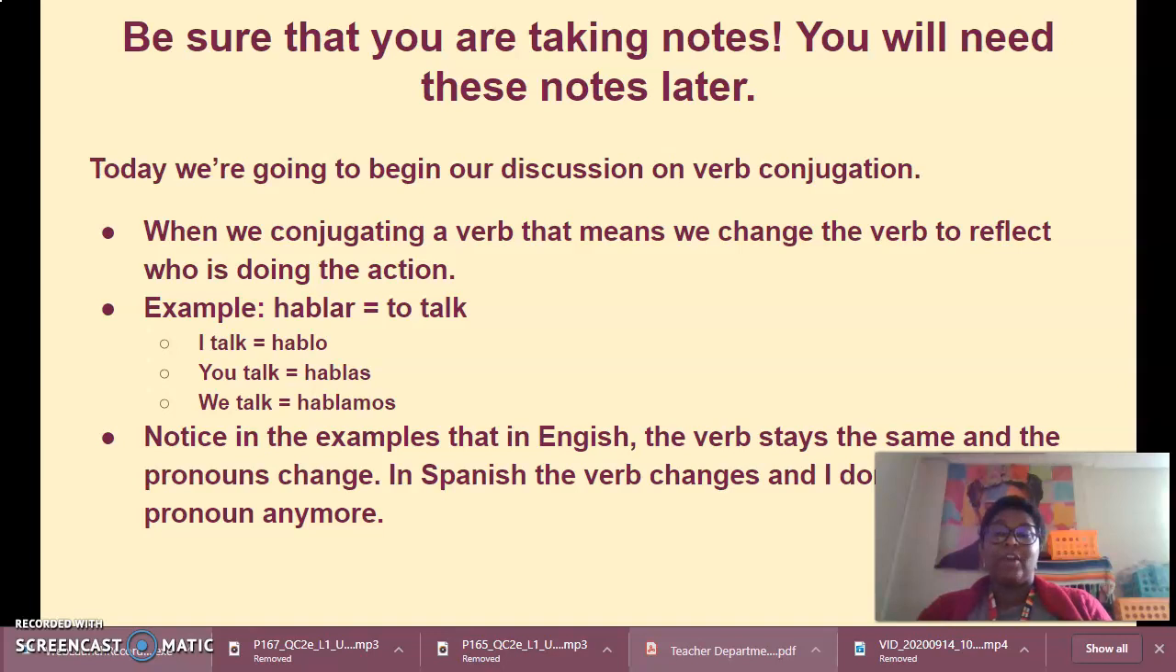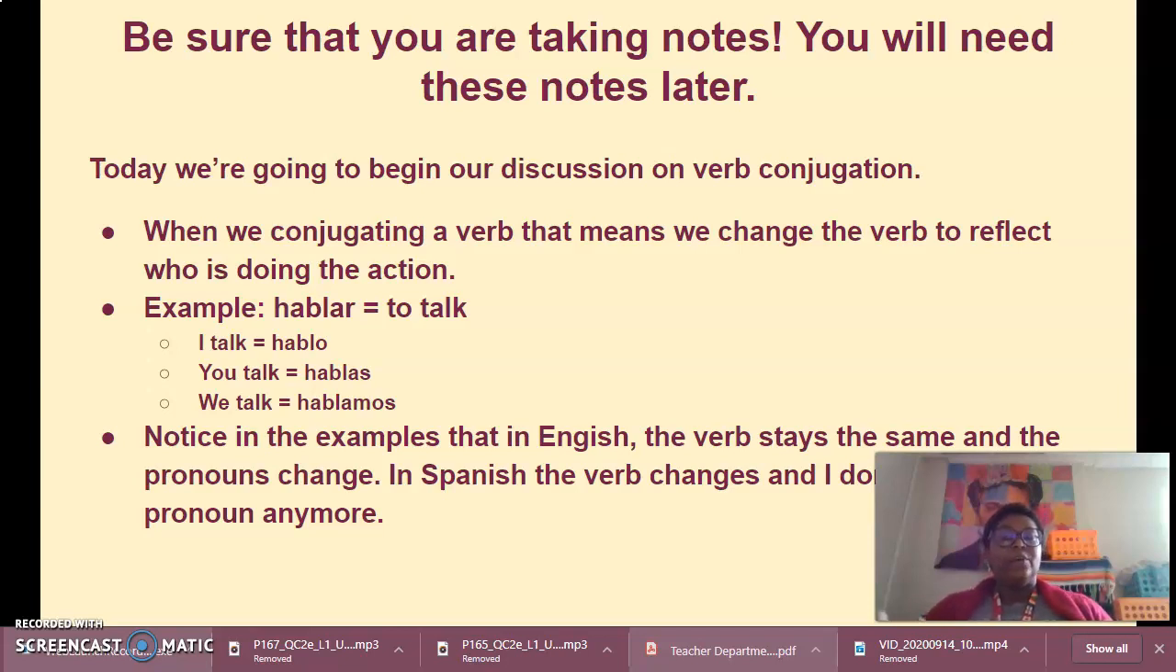For example, the verb hablar means to talk. If I want to say I talk, I say hablo. You talk, hablas. We talk, hablamos. P.S. For those of you who didn't do a lot with the alphabet yet, notice the H in that word is silent, so you don't pronounce the H's in Spanish.